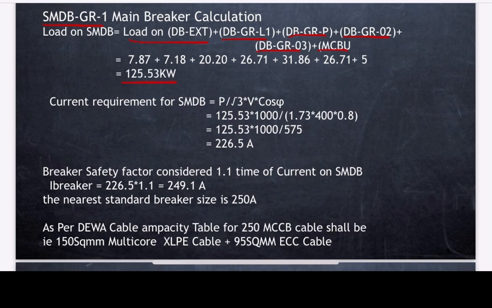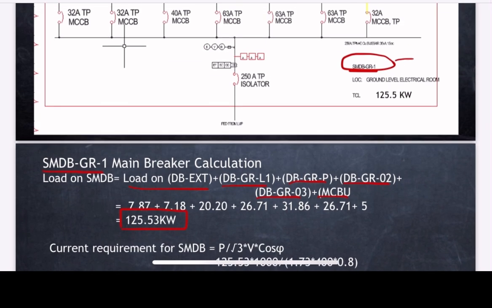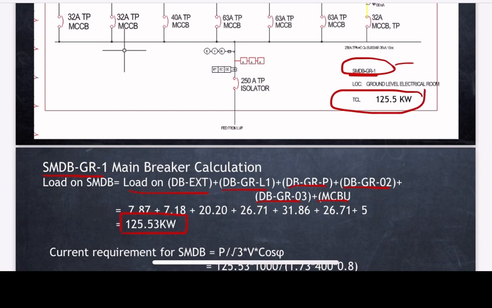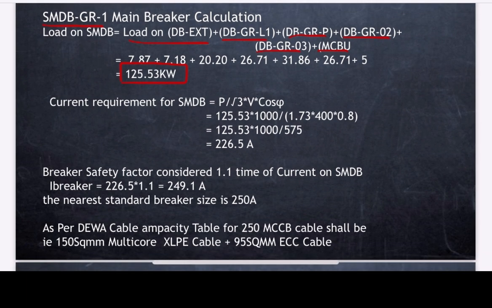After calculation we came to know that the total connected load on SMDB GR1 is 125.53 kilowatt, which I mention here. Based on the total connected load on SMDB GR1, I will calculate the current requirement for that MDB. So we will use this formula, P is equal to √3 into V into I into cos phi.